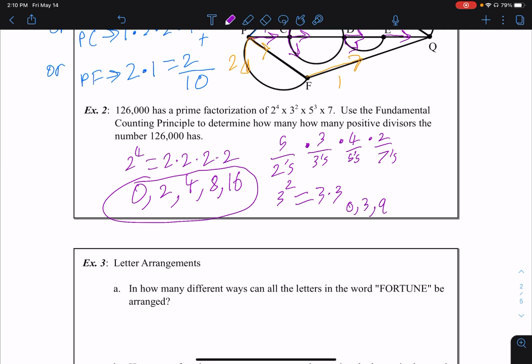And if you multiply all those out, that equals 120 different divisors. That's a D. Divisors that any one person can have. And these are just the positive divisors, but how many positive divisors any one person can have for the number 126,000. I hope this helped you guys.